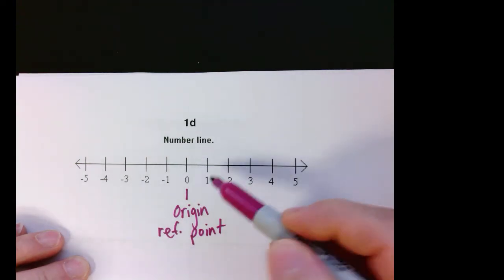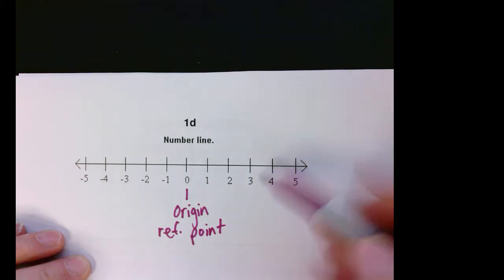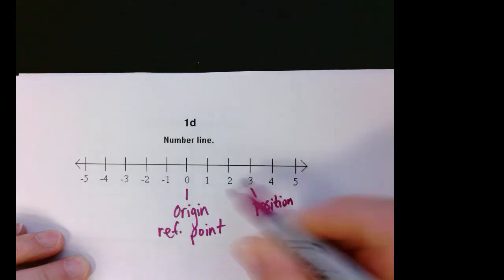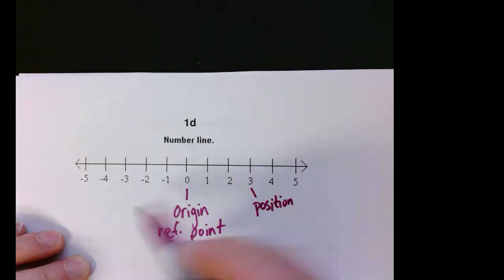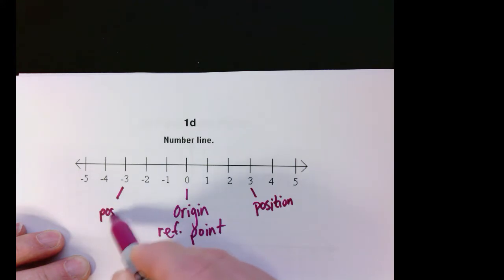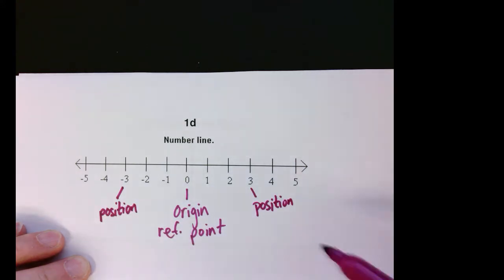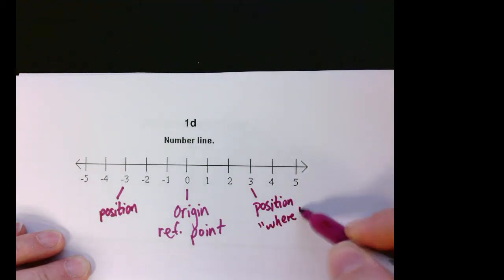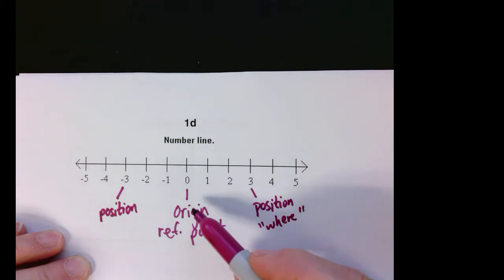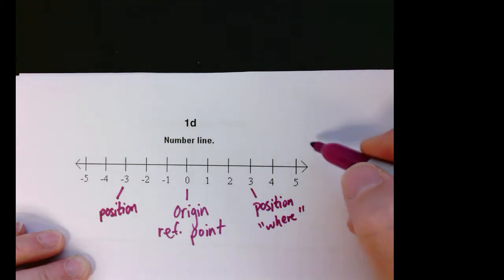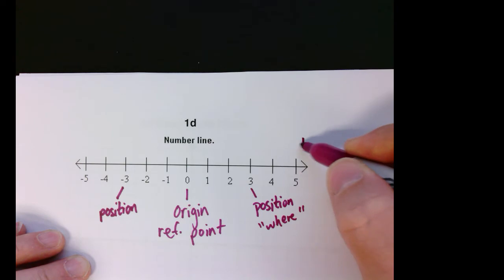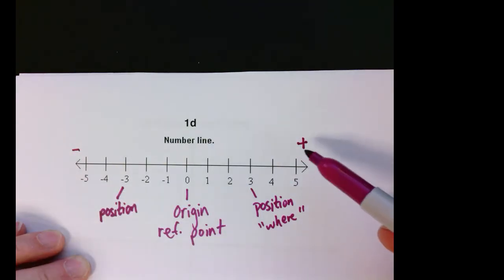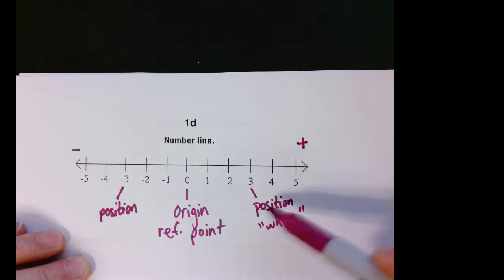We have positions given by numbers. Position in this case +3, position in this case -3. Position describes where we are relative to an origin. There are also directions, positive and negative. Negative and positive help define what the position is relative to the origin.